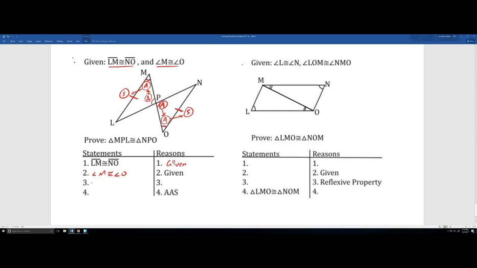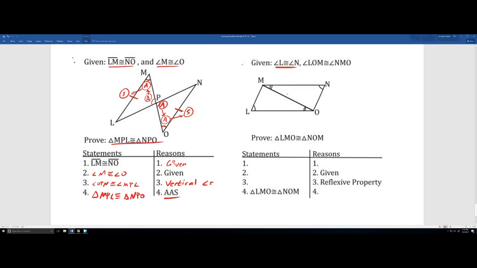Let's see. So we got angle OPN is congruent to angle MPL, and that's because of vertical angles. Remember we talked about that. And then, hey, look at that, angle, angle, side already. So this triangle, MPL, has to be congruent to the other triangle, NPO. And that is because of angle, angle, side triangle congruency. Very nice.